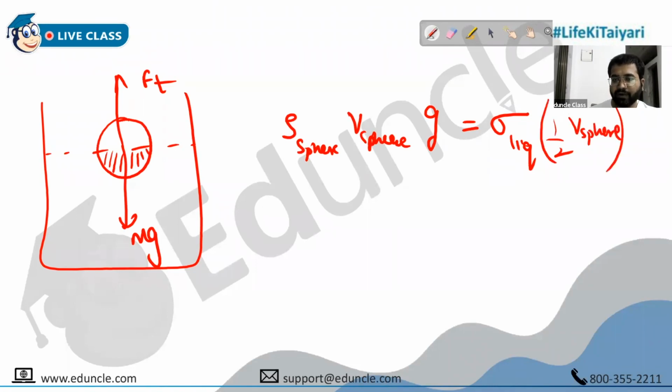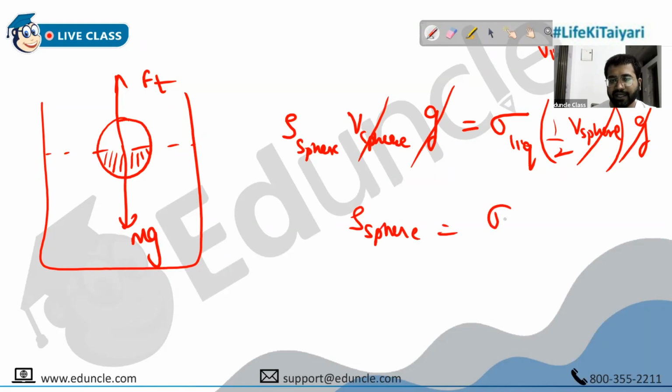This is the volume of liquid, people. I hope you have understood this. Into gravity. So g gets cancelled, volume of sphere gets cancelled, and we have a relationship. The density of sphere will be equal to density of liquid by 2. We have a relationship here.